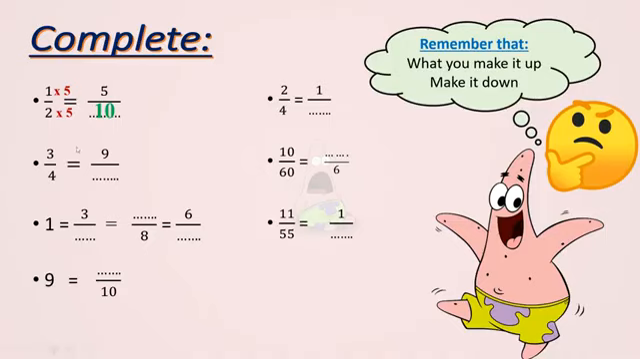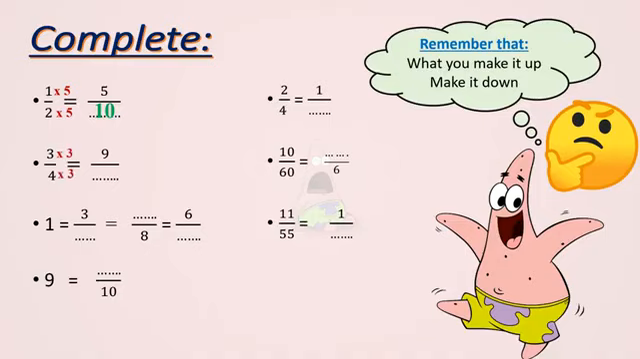Let's see the other one. Here I have 3/4. 3/4 is equivalent to 9 over what? First, ask yourself, does 3 get bigger or smaller? Yes, 3 gets bigger. It became 9. So I did multiply. Okay, 3 multiplied by what makes 9? Yes, 3 by 3 equals 9.